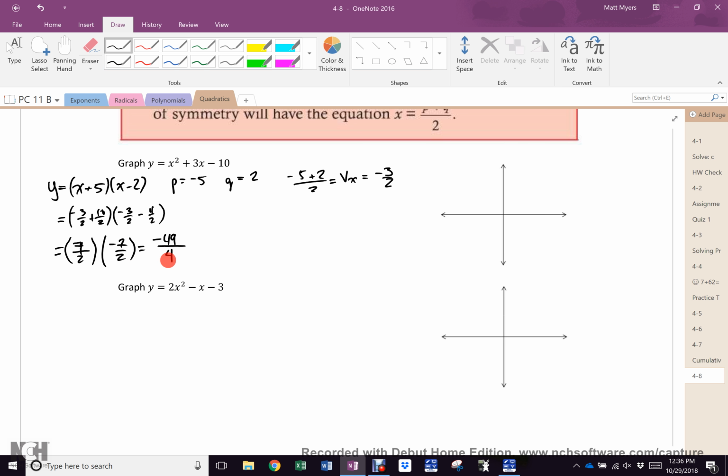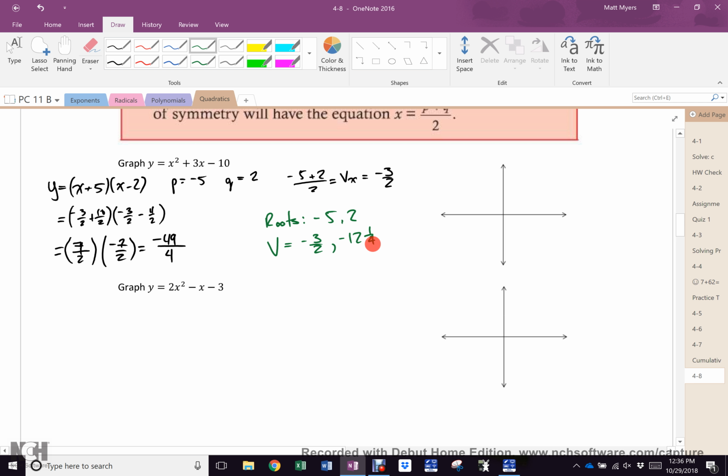My roots are what? I'm going to put everything I know before I even go to my graph. What are my roots? Negative 5 and 2. What is my vertex? What's the x value of the vertex? Negative 3 over 2. And what's the y value? Negative 49 over 4. Which I would say is negative 12 and 1/4, because that's easier to graph, yes?